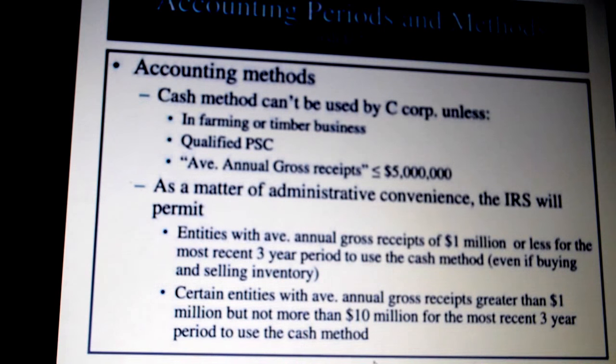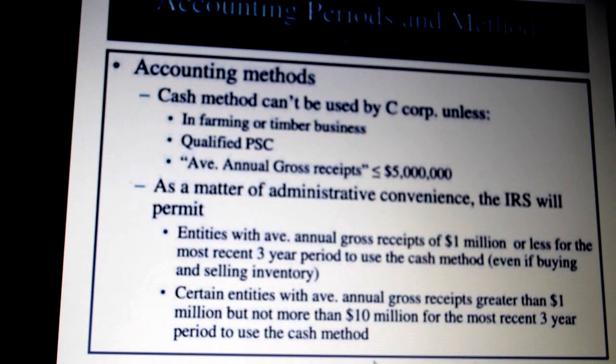Accounting methods. As a general rule, the cash method of accounting is unavailable to corporations. However, several important exceptions apply in the case of the following types of corporations: S corporations, corporations engaged in the trade or business of farming or timber, qualified PSCs, and corporations with average annual receipts of 5 million or less for the most recent 3-year period.